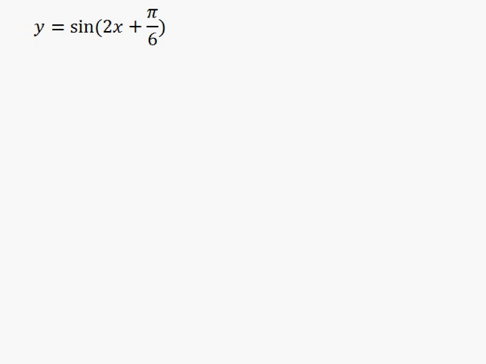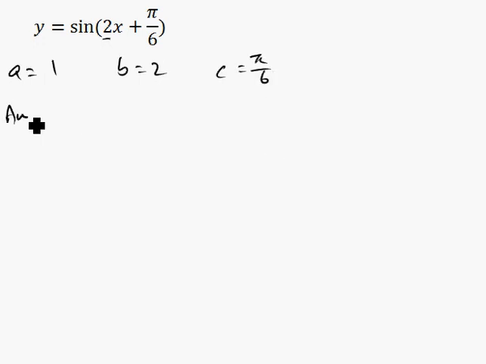Let's do another example, shall we? In this particular equation here, y equals sine of 2x plus pi over 6. Same thing, okay? Right, so what's the value of A? A is 1. What's the value of B? B is 2. What's the value of C? It's pi over 6. There is no value of K in this question.